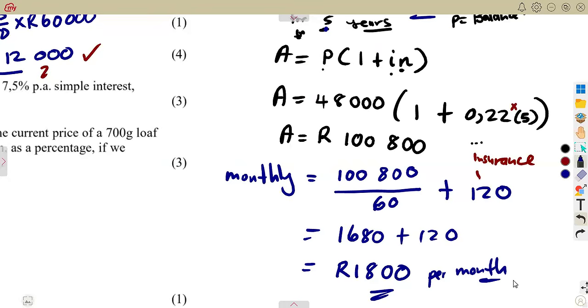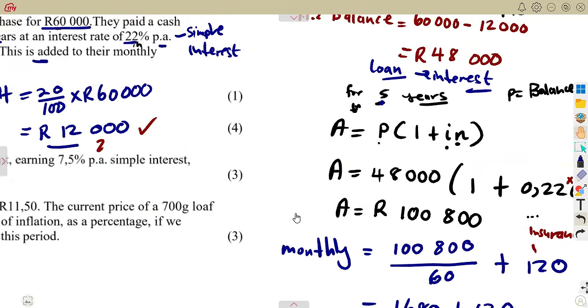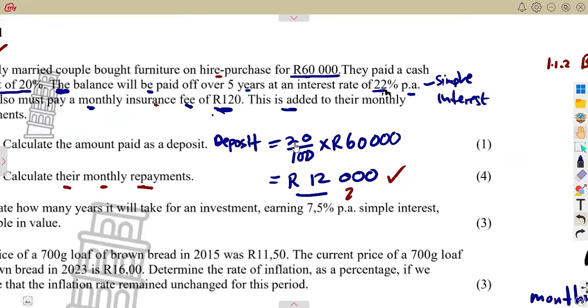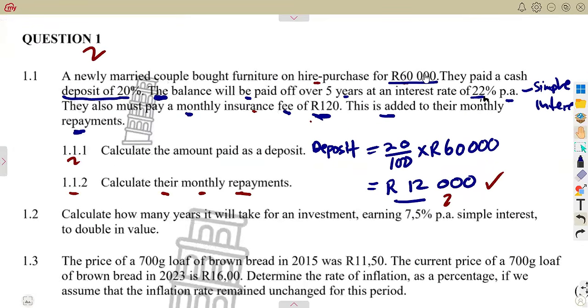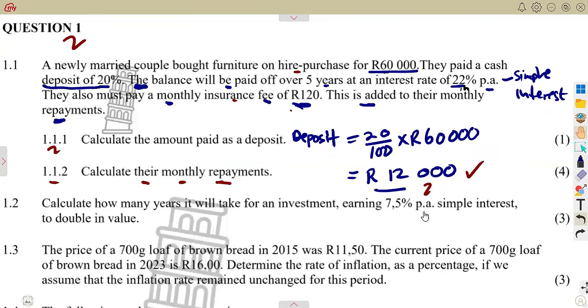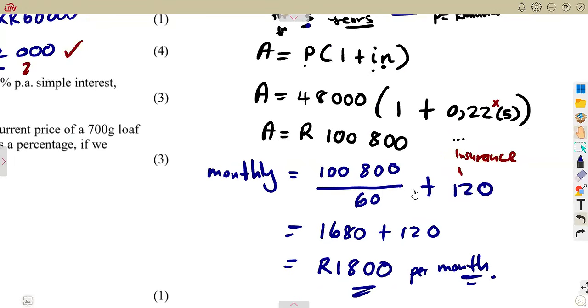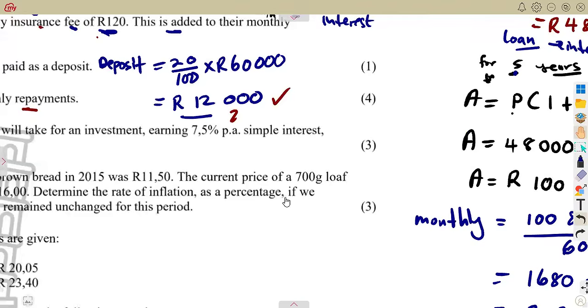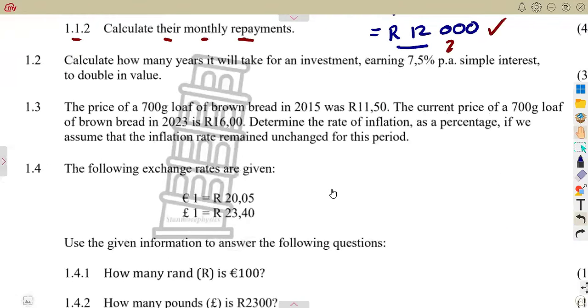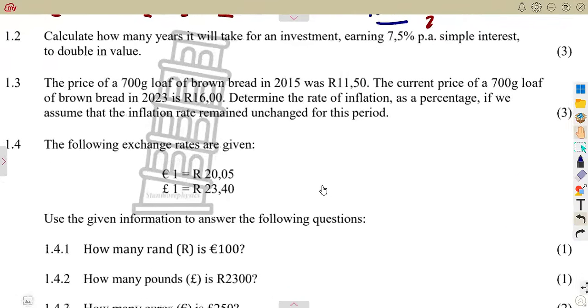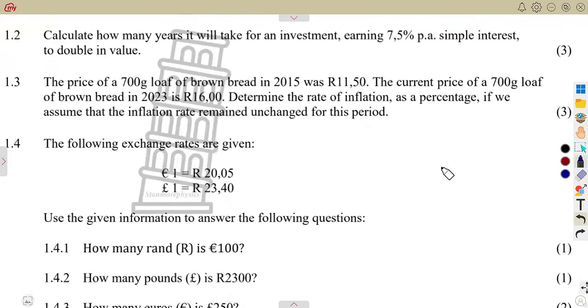Each and every month, they were going to pay 1,800 in order for them to accomplish whatever they were supposed to have bought for 60,000 Rand. It was supposed to be bought at 60,000 in cash. But now, look at what is going to be paid, plus that balance and those interest. So at the end, you will see that in conclusion, with hire purchase, you pay more than what you're supposed to have paid in the original sense.